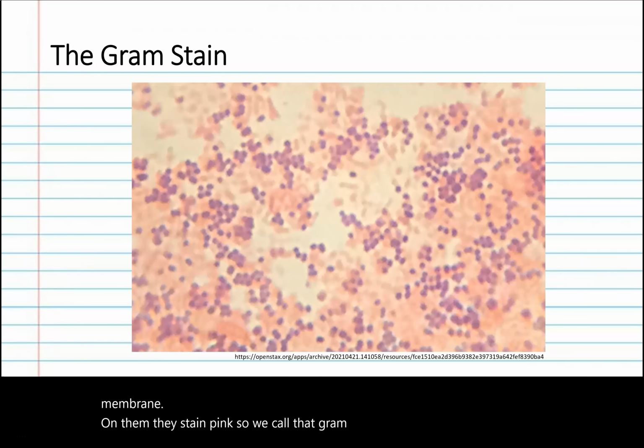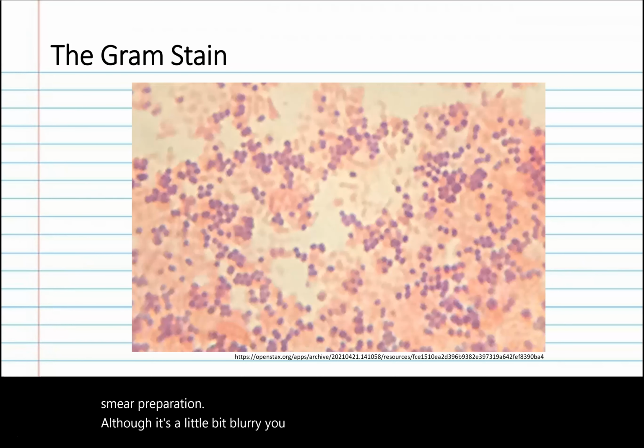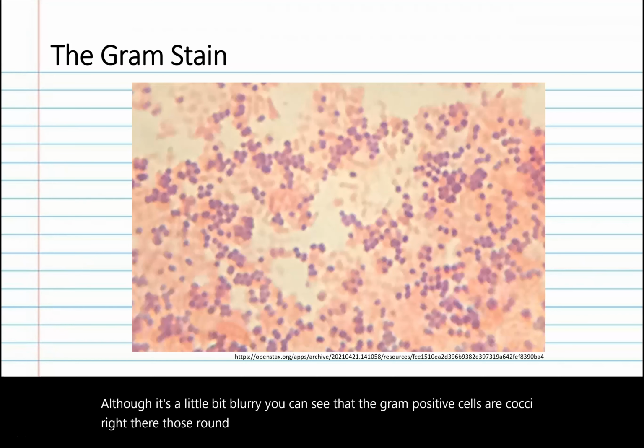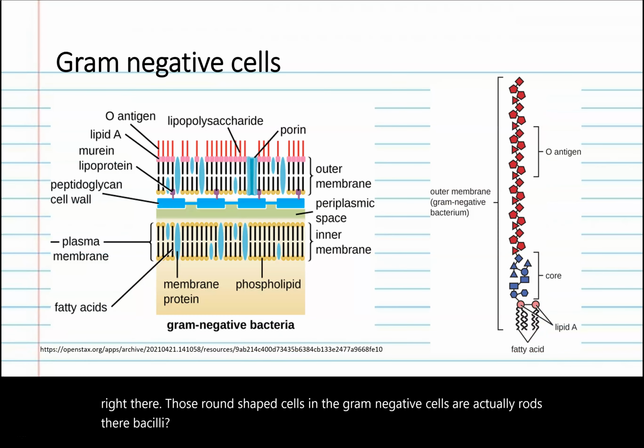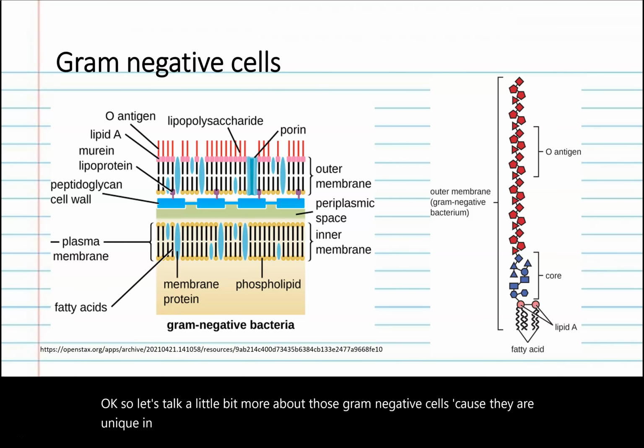And you can see in this image here, I have both gram-positive and gram-negative cells in this smear preparation. Although it's a little bit blurry, you can see that the gram-positive cells are cocci, right? They're those round-shaped cells, and the gram-negative cells are actually rods. They're bacilli. Okay, so let's talk a little bit more about those gram-negative cells because they are unique in that they have this outer membrane.